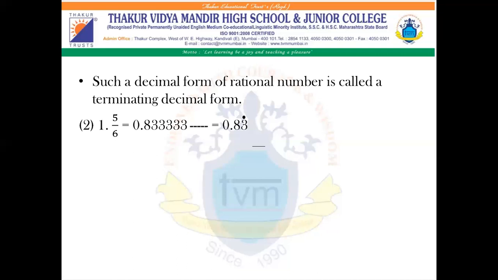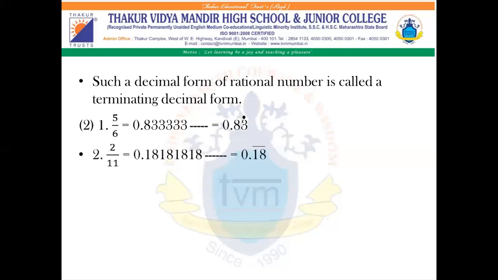Second type. First question, 5 upon 6. The decimal form of 5 upon 6 is equal to 0.8333 and so on. Here the digit 3 is recurring. So the decimal form of 5 upon 6 can be written as 0.8 recurring 3.